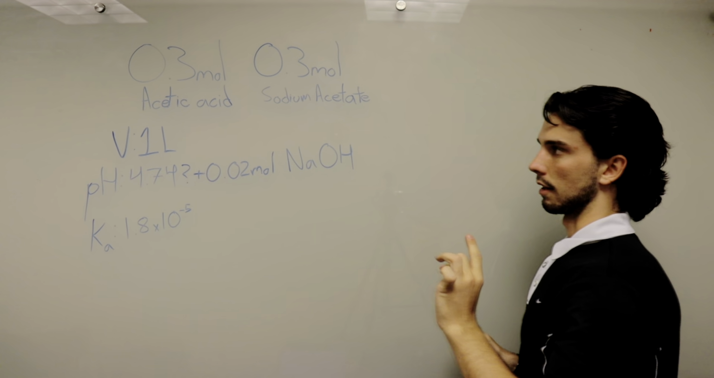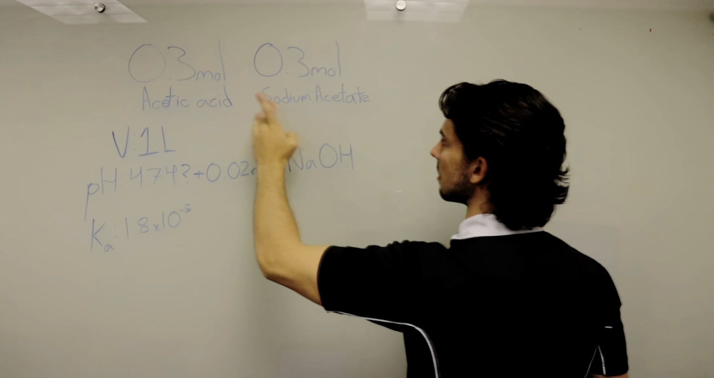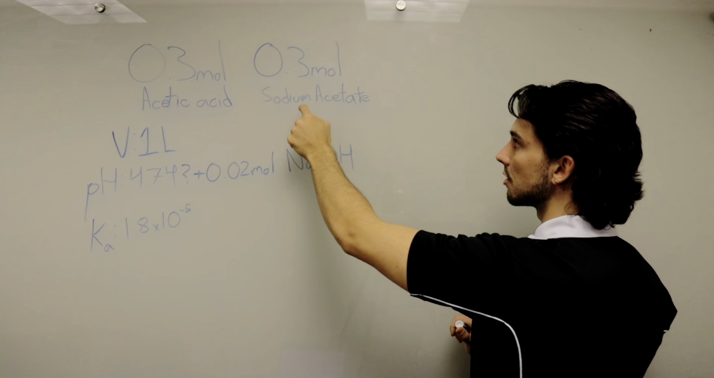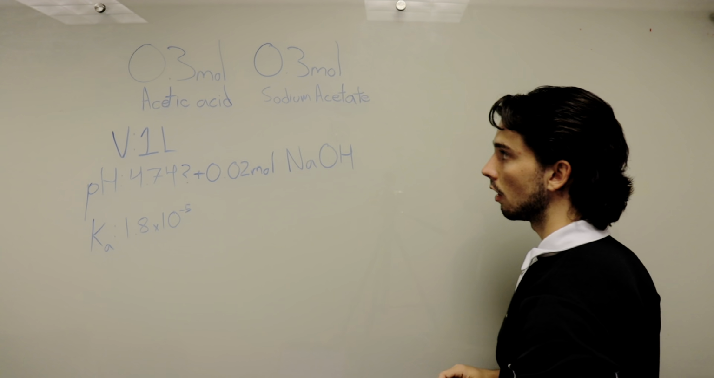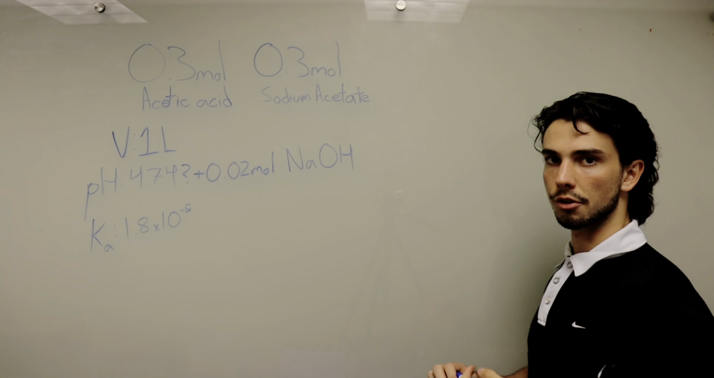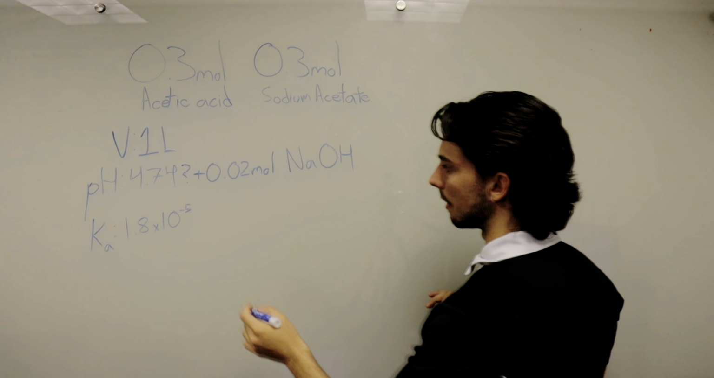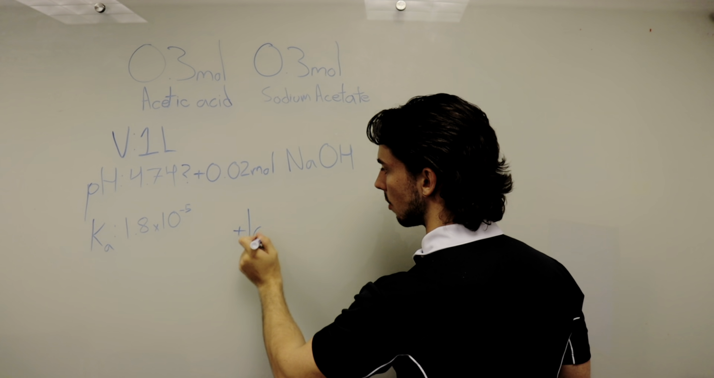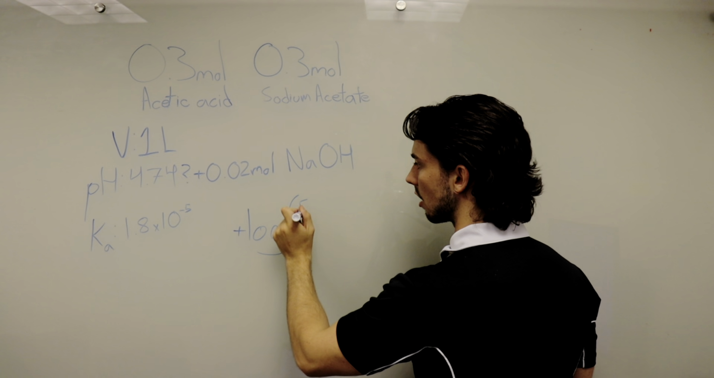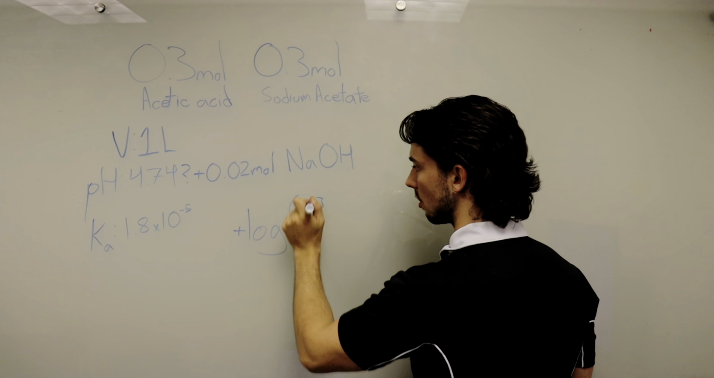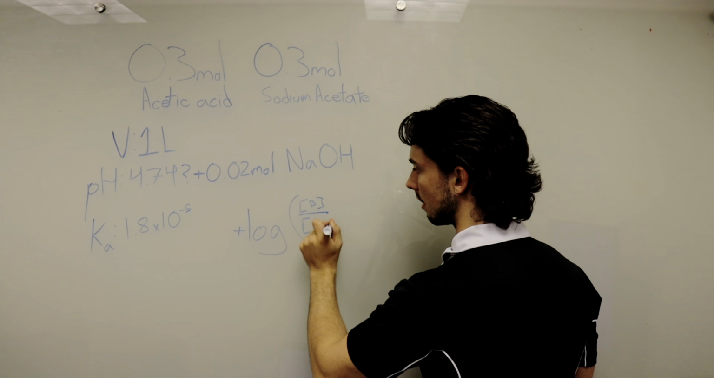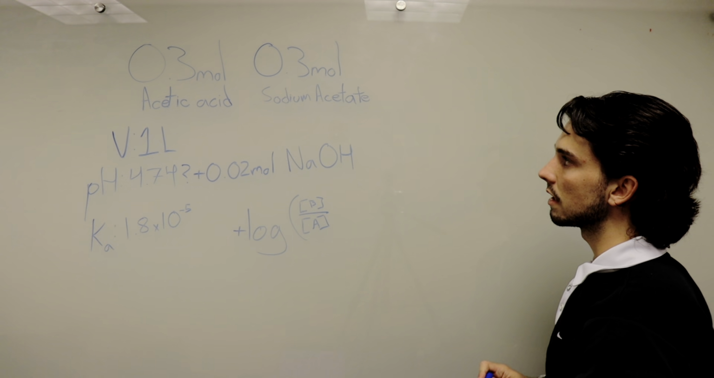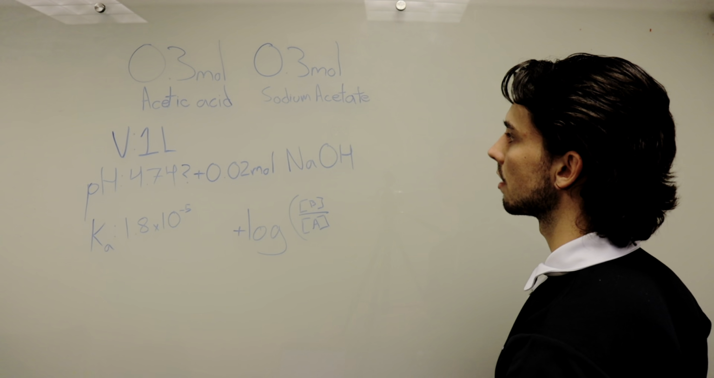So the first thing we should recognize is we have acetic acid and sodium acetate. That means we have an acid and we have its conjugate base form. So the first thing we should think about is the Henderson-Hasselbalch equation. And the last part of that equation was plus log the concentration of the base over the concentration of the acid. However, here we're not given concentrations, we're given moles. So the first thing that we should do is convert everything to moles.